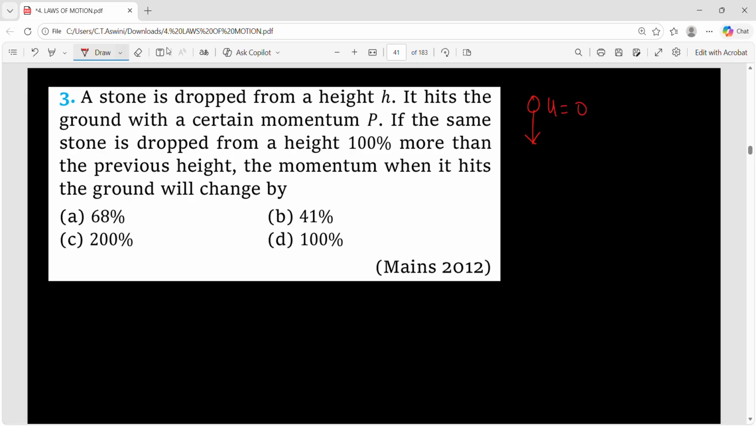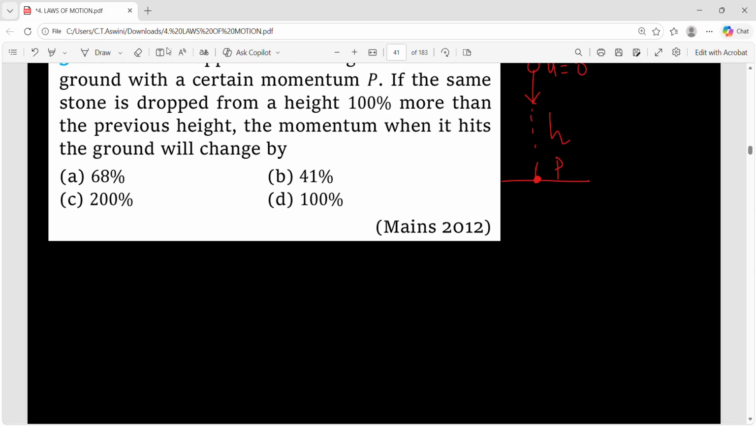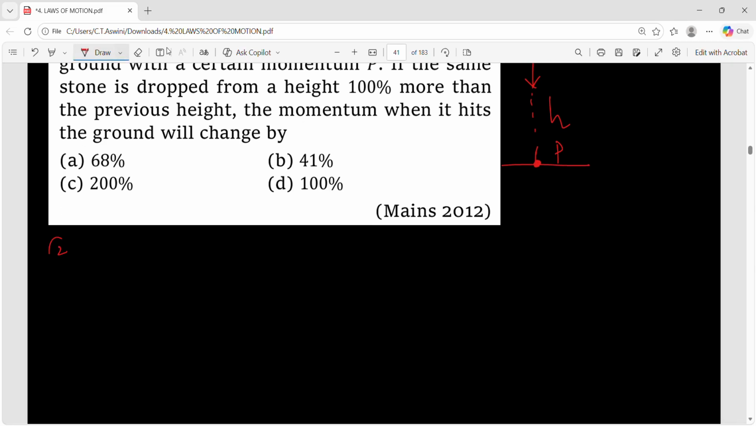See this one. A stone is dropped from a height h. So stone is dropped. That means initial velocity is 0. So what is this height? It is height h. It hits the ground with the momentum p. If the same stone is dropped from a height 100% more than the previous height. So this was the first case. What is the second case?